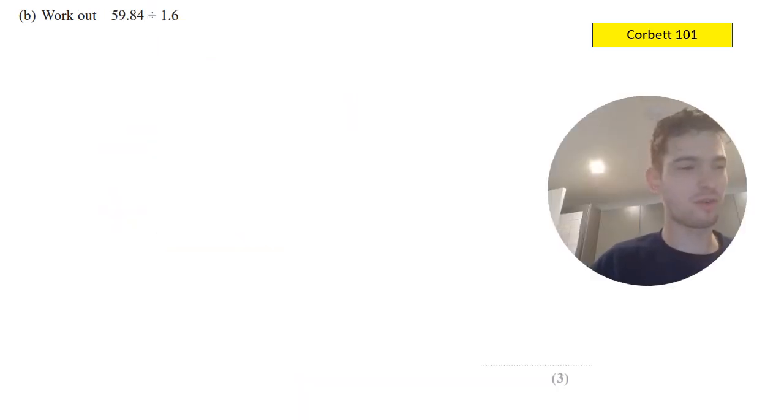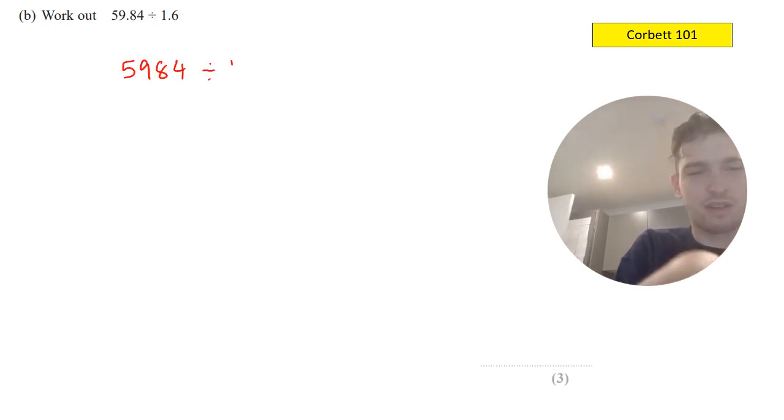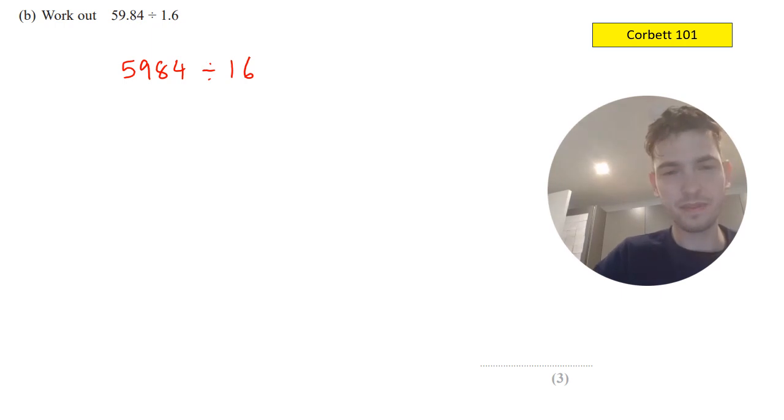Part B of this question is also a decimal calculation. This time it is a division. So again, it's well worth you spending some time practicing these types of questions because when they come up, you definitely want to get those 3 marks. So I'm going to first of all change this to integers. So I'm going to do this calculation.